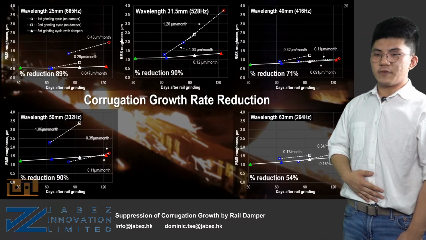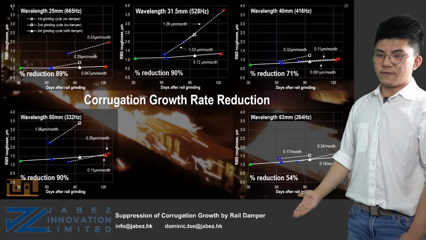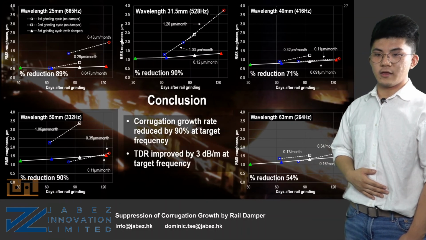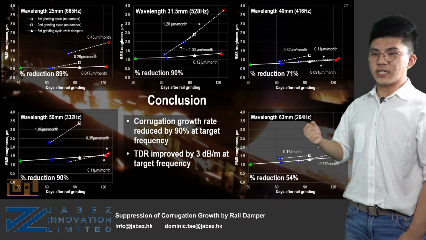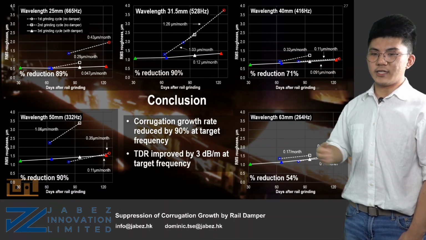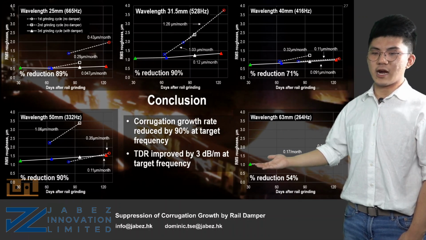Among other short-pitch corrugation wavelength bands, around 54 to 90% reduction was achieved. So in conclusion, corrugation growth rate is reduced by 90% at the target frequency, and the TDR was improved by 3 dB per meter at the target frequency as well.